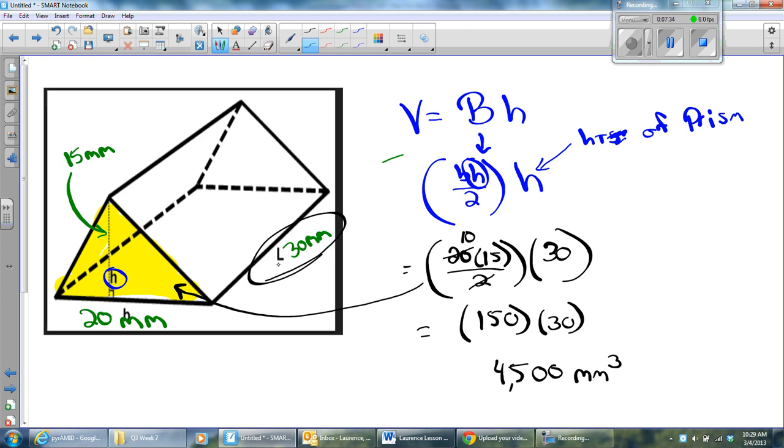Remember, you can think of a prism as a whole bunch of bases stacked on top of each other. This triangular prism is like a whole bunch of triangles. If you know the area of one of them, you could figure out the whole volume if you just multiplied by how many triangles there are. What tells you how many triangles there will be? The 30. All right, so there's a triangular prism.